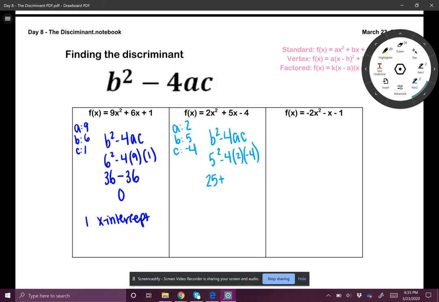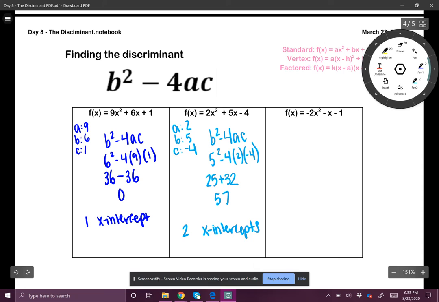We have 4 times 2, which is 8. 8 times negative 4 is negative 32, but we're subtracting that negative 32, so we end up with a positive 32. Subtracting a negative is the same thing as adding. So 25 plus 32 gives us 57. That's a positive number, so since our discriminant is positive, we're going to have 2 x-intercepts in this case. So we know our parabola is going to cross the axis twice.